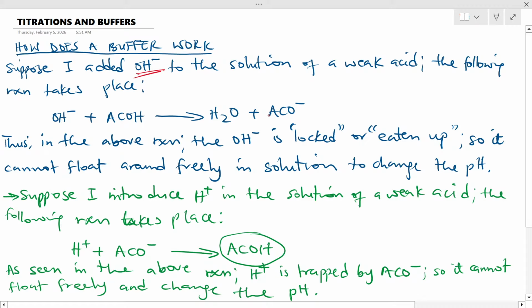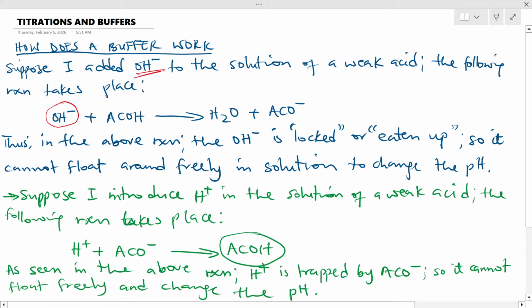So when you show the reaction that takes place, you now say in the above reaction this OH minus is locked. All of these details we are seeing now are explained in detail in the lecture videos. So if you have not watched that lecture, you do yourself some good to watch it so that you have good enough details to understand all that is going on.